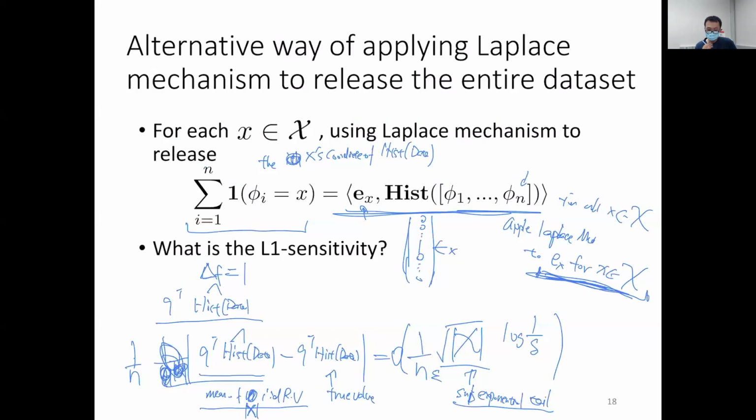Therefore, when you multiply 1/n by the square root of the cardinality of the data space, this could give you a number that's substantially smaller than the sampling error. So that in particular improves over the randomized response version of the problem earlier.